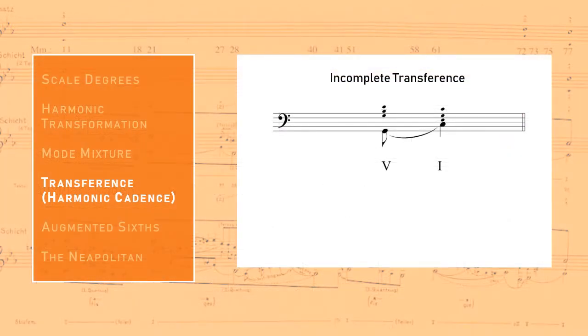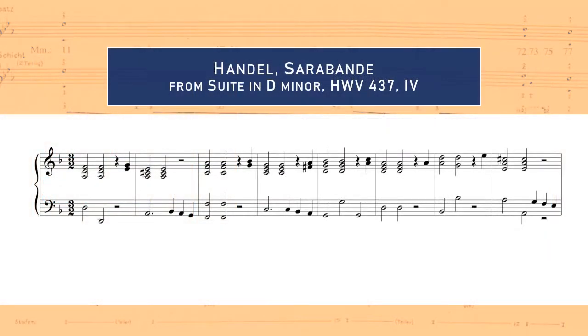Just as we could create an incomplete transference by omitting the initial tonic, we can also create one by omitting the final tonic. This kind of incomplete cadence is called a back-relating dominant, and it is commonly found at half cadences. This theme by Handel is full of back-relating dominants.